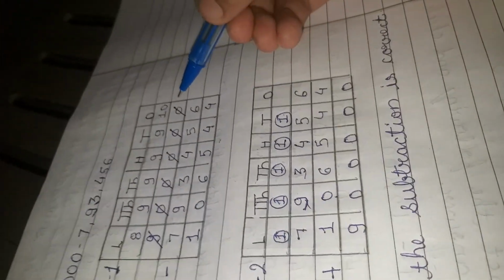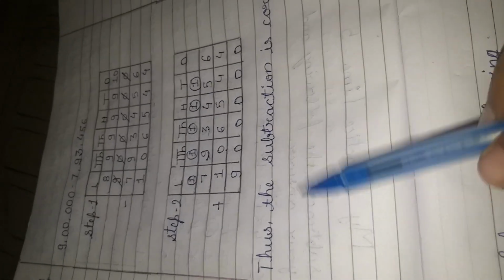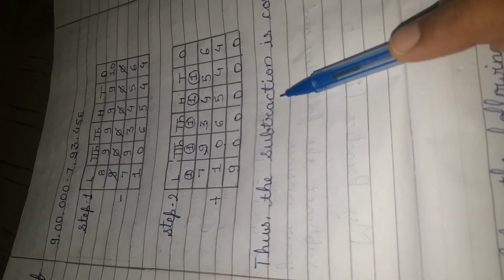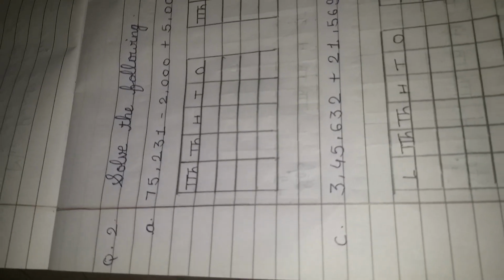That is the minuend only. Okay, so write down the final answer. Thus, the subtraction is correct. So students, now in this blank space you are going to write B, C, D. You are going to solve the B, C, D examples. Okay.